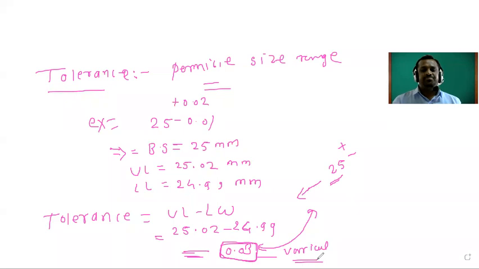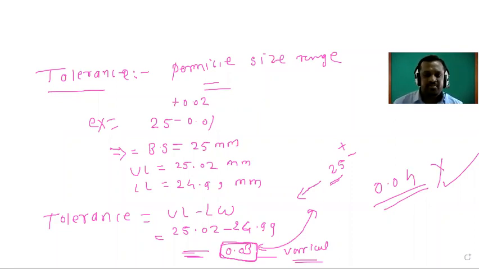So understood? Suppose your variation varies from this 0.03 and becomes 0.04. Then is it acceptable? No, it will be rejected. Your product will be rejected. So understood? Limit and tolerances. Yes, sir.